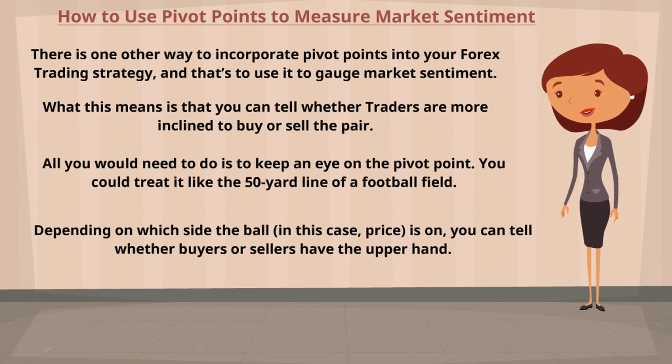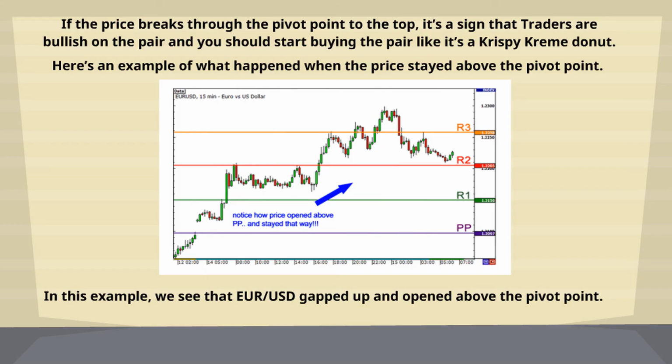You could treat it like the 50-yard line of a football field. Depending on which side the ball, in this case price, is on, you can tell whether buyers or sellers have the upper hand. If the price breaks through the pivot point to the top, it's a sign that traders are bullish on the pair and you should start buying the pair like it's a Krispy Kreme donut. Here's an example of what happened when the price stayed above the pivot point.